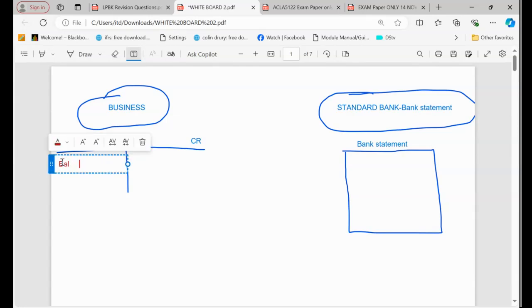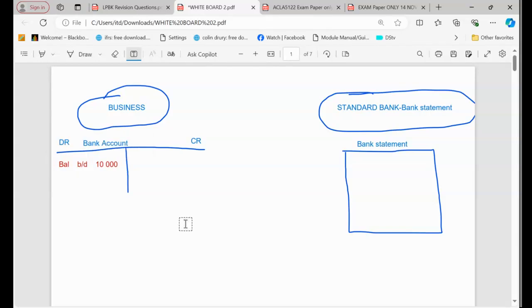If I may ask why? No pressure though. Remember, no pressure. We're just checking our level. Because it's an asset. An asset goes up on the debit side. I like that. Okay. No problem.